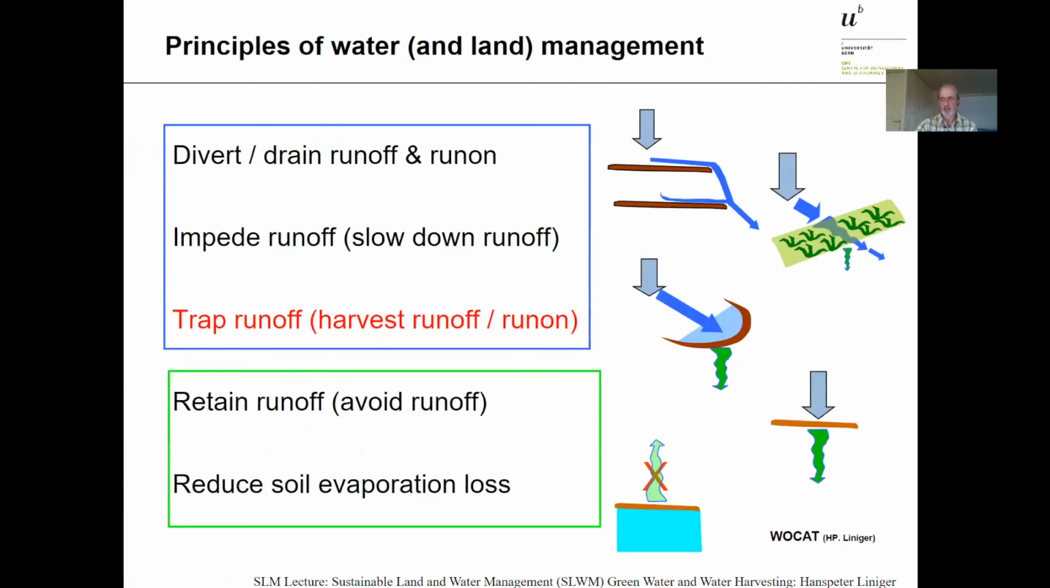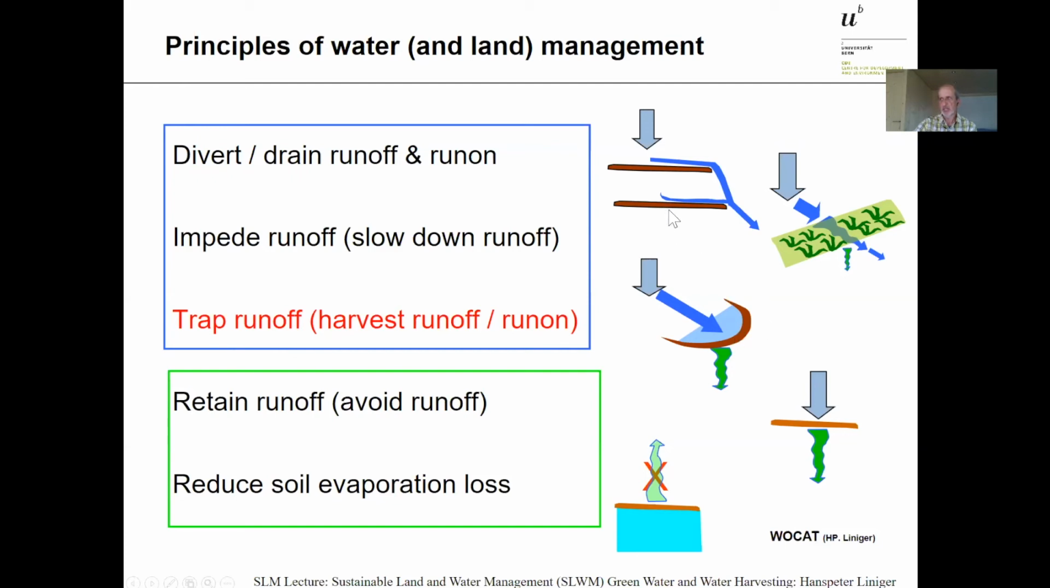That's now the rainfall runoff harvesting that we're looking at. So basically we have different principles here. We can reduce soil evaporation, that's the green water, we've looked at that. Retain runoff, avoid any runoff, that's green water management. The moment we go to this one, trap runoff, water harvesting systems, then we're looking already at the management of the blue water.